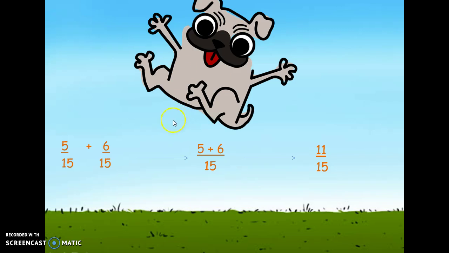Now remember, we leave the 15. That's our common denominator. All we have to do is add our numerators, like so. Our final answer is then 11 over 15, because 5 plus 6 is 11.